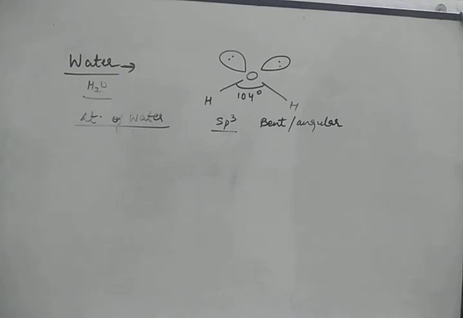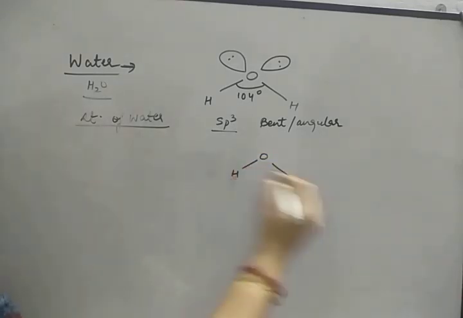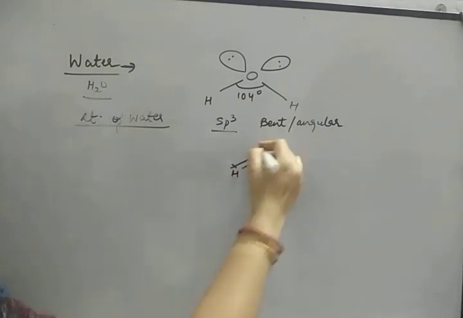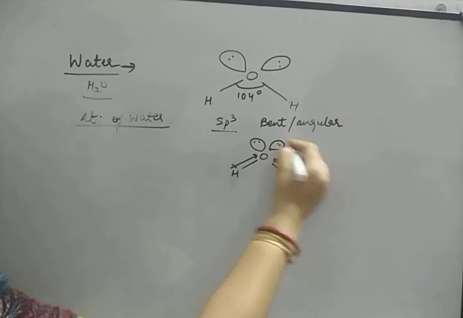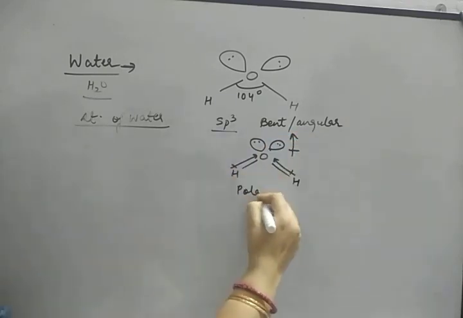So this is the structure of water. Now, since the oxygen is more electronegative in nature, suppose this is oxygen. Now we can make the dipole moment vectors. So the vectors will be up, and because of this, water is a polar molecule.